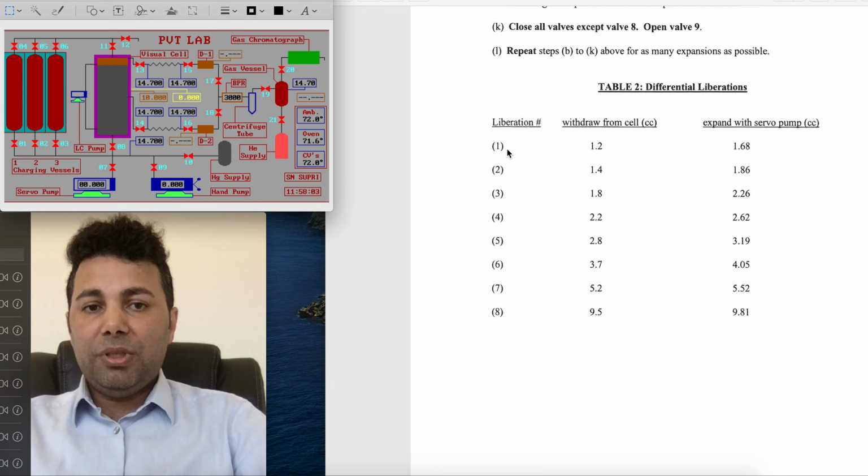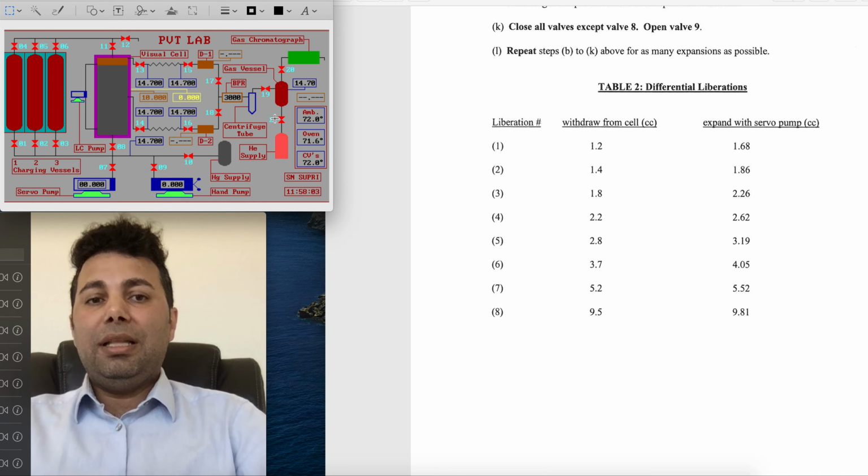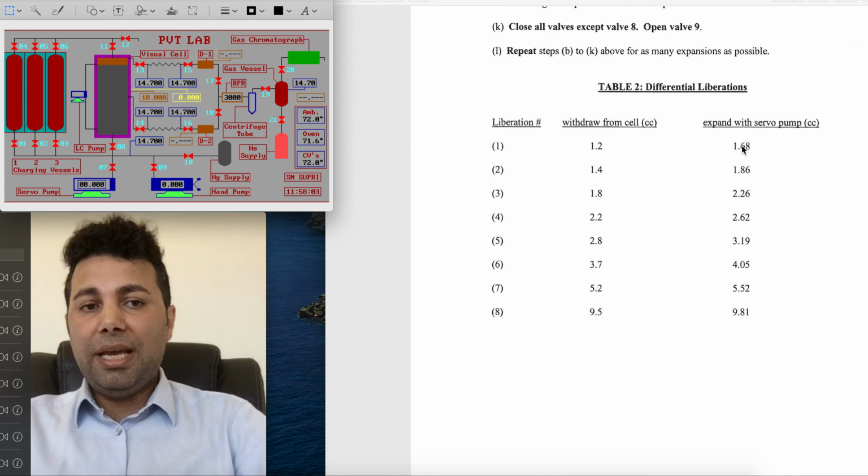For the first liberation, or first gas expansion, it says we draw 1.2 cc from the cell. If we draw 1.2 cc from the cell using the hand pump, the pressure will drop and gas will be released. Then we are going to set the back pressure regulator equal to that pressure because we want to keep the pressure constant. Then it says you can expand this with the servo pump by injecting 1.68 cc. So we are going to inject 1.68 cc of mercury into the cell to expand the gas out.